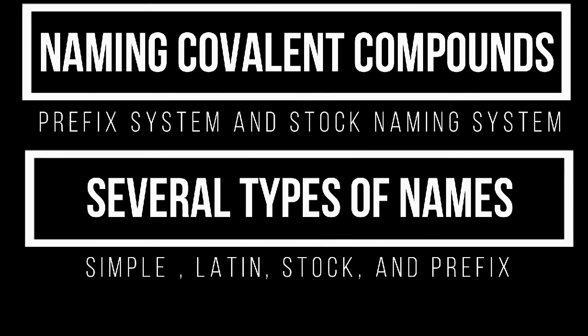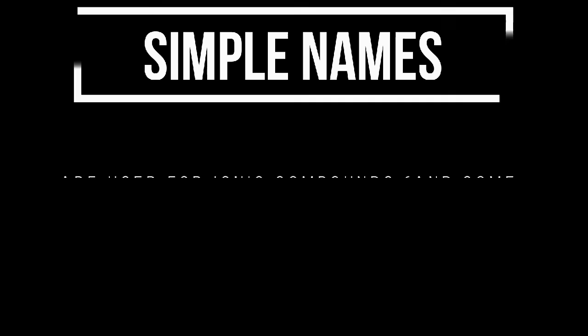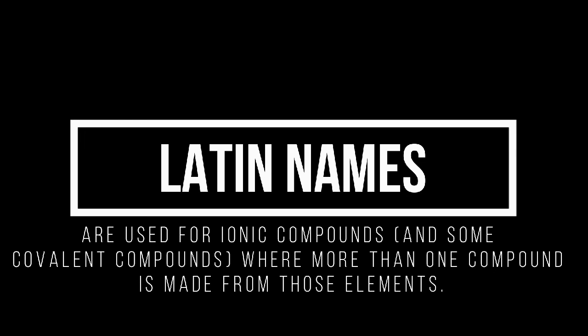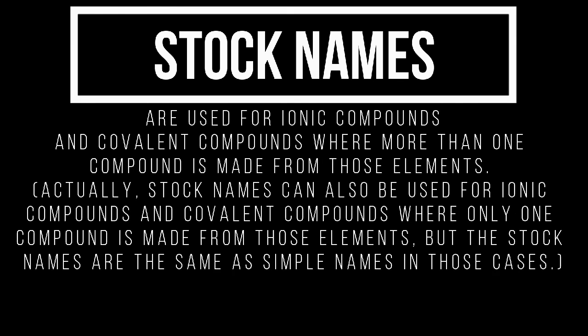There are also several types of names, namely, simple, Latin, Stock, and prefix. Simple names are used for ionic compounds and some covalent compounds where only one compound is made from those elements. Latin names are used for ionic compounds and some covalent compounds where more than one compound is made from those elements. Stock names are used for ionic compounds and covalent compounds where more than one compound is made from those elements, but the Stock names are the same as simple names in those cases.